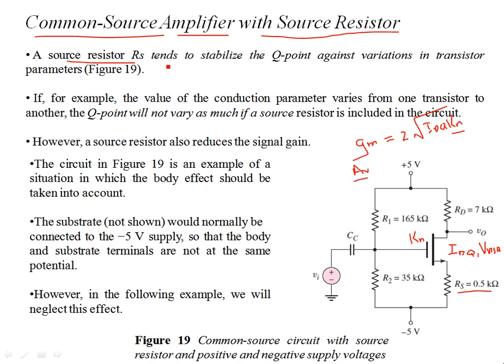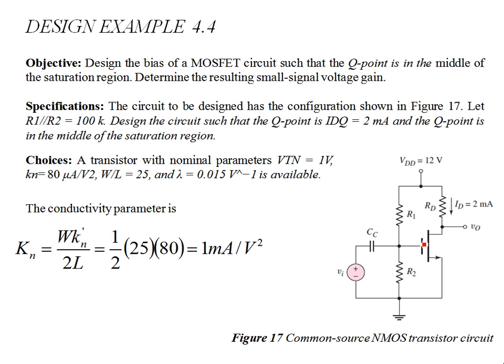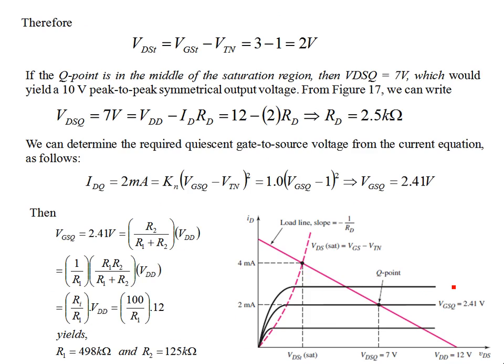Now our source resistor RS tends to stabilize the Q point against variation in the transistor parameters. So if, for example, the value of the conduction parameter varies from one transistor to another, the Q point will not vary much, as the source resistor is included in the circuit. This was not the case last time. We didn't have any source resistor over here.